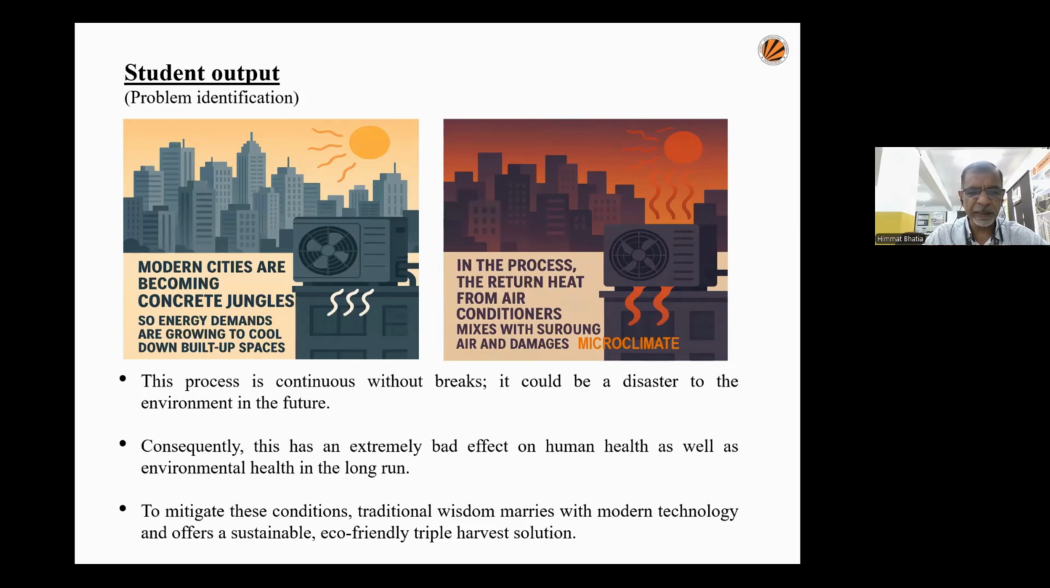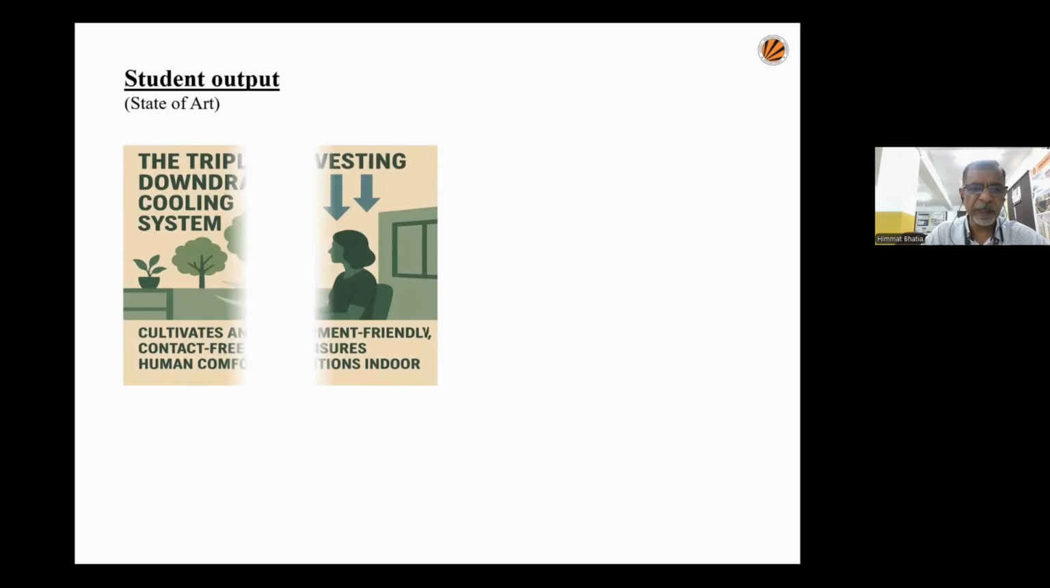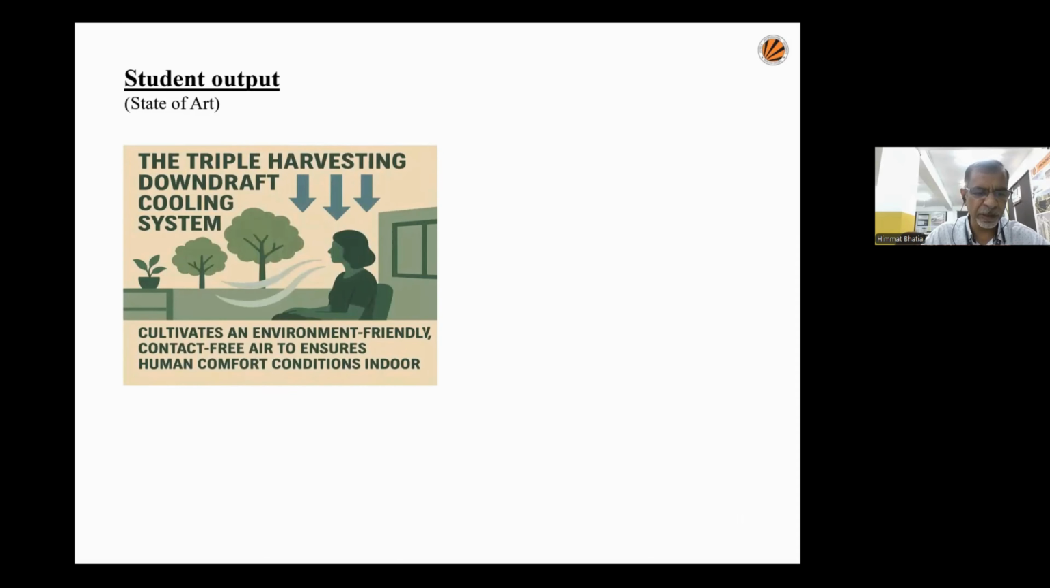To mitigate these conditions, traditional wisdom marries with modern technology and offers a sustainable, eco-friendly triple harvest solution. So we are encouraging a triple harvest solution to mitigate this kind of problem, which I have already discussed. What state of the art did the students come up with? The triple harvest downdraft cooling system cultivates an environment-friendly, contact-free air to ensure human comfort conditions indoors.